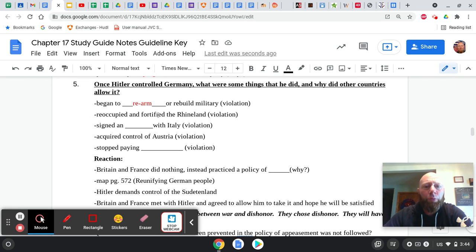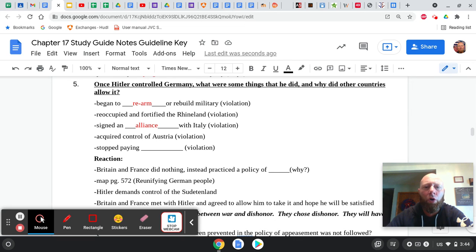Okay. He reoccupies and fortifies the Rhineland, which used to be a part of Germany, was taken from them in the Treaty of Versailles. He says, we're taking that back. All right. Starts to take over territory around Germany. He signed an alliance with Italy, which also was a violation of the Treaty of Versailles. All right, acquired control of Austria, just marched into Austria and said, welcome home.